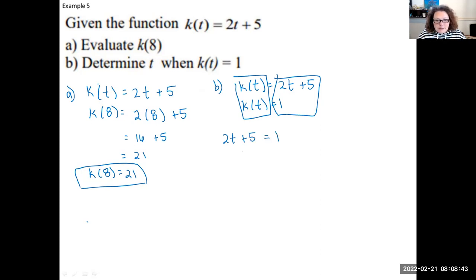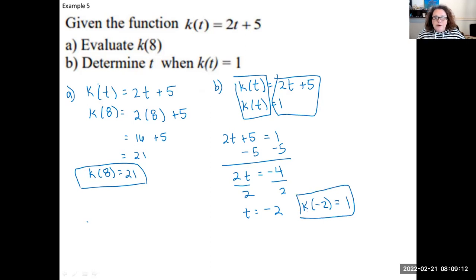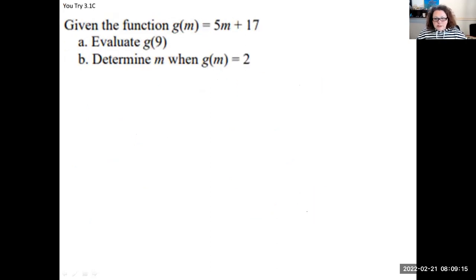Solving for t, I'm going to subtract 5 from both sides, and I get 2t is equal to -4. 2 is attached to t by multiplication, so I have to divide both sides by 2, and I get t is equal to -2. Okay, so the function is k of t. So k of -2 is equal to 1. They want to know what t was. All right, pause the video, attempt this one on your own, and then come back and see how I did it.